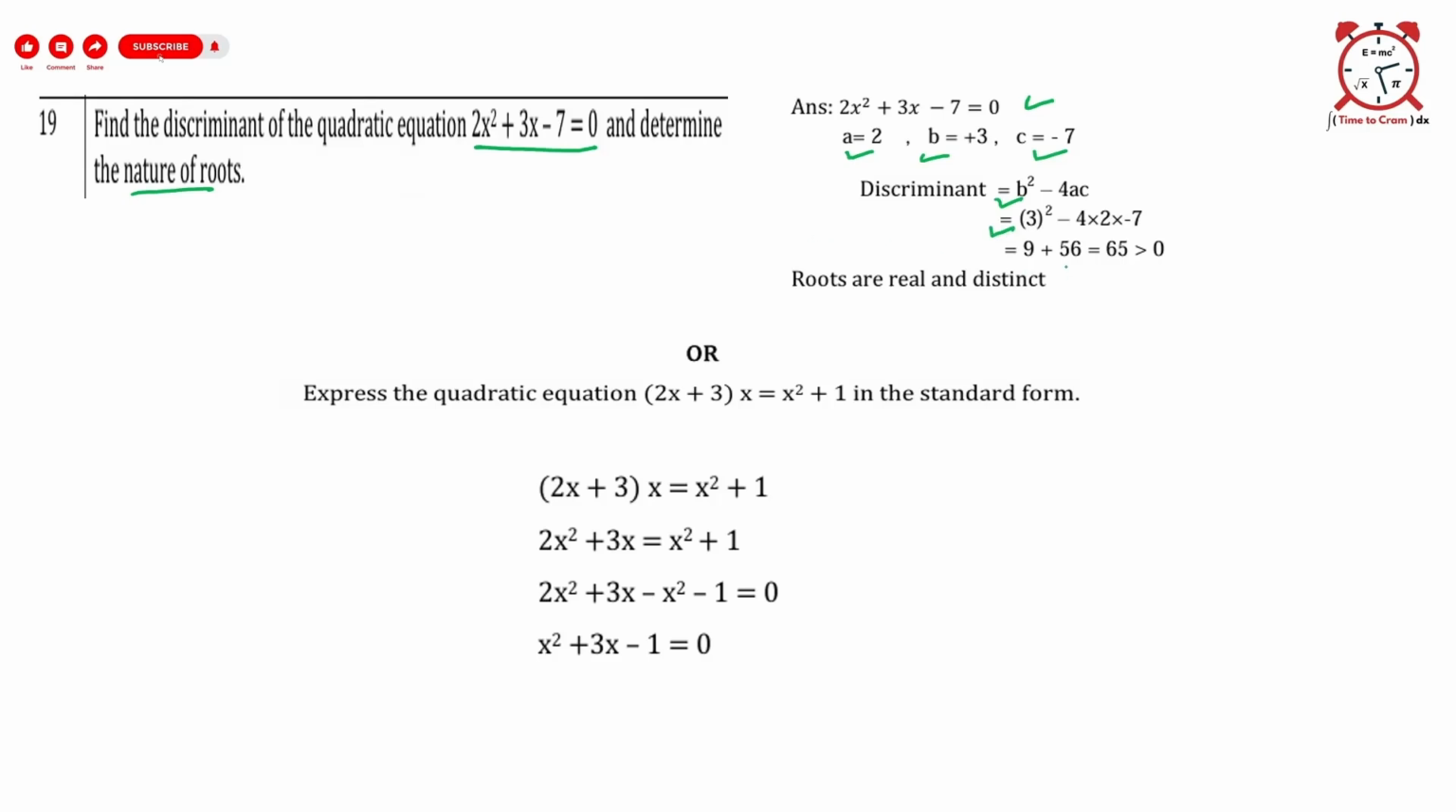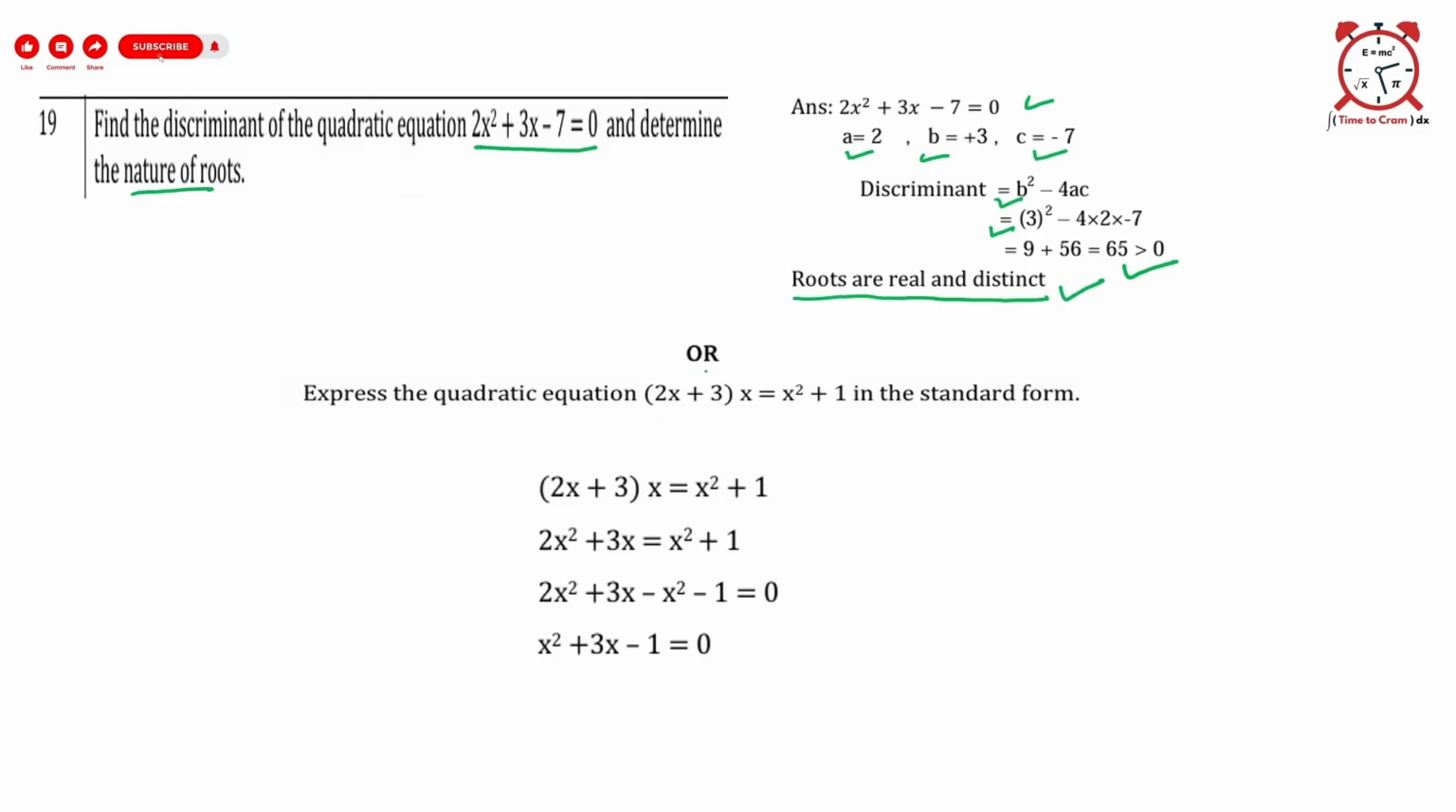Then we are getting 65 here, and 65 is greater than 0. If the discriminant is greater than 0, then the roots are real and distinct. So in that way we have to write the answer.